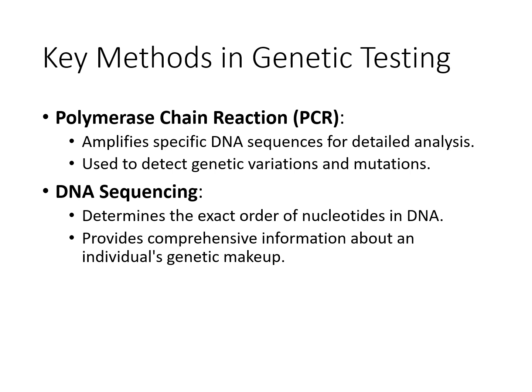DNA sequencing takes things a step further. It reads the exact order of nucleotides in a person's DNA, offering a complete and detailed picture of their genetic code. This can reveal not just known mutations, but also unexpected or rare variations that might be linked to disease. Together, these methods bring clarity and confidence to genetic diagnosis. PCR detects known mutations, while sequencing can discover novel variants.